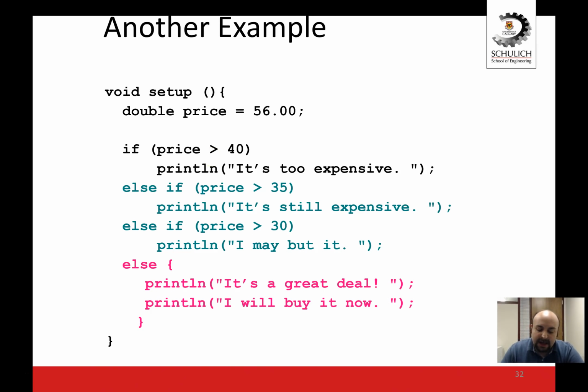An example here. So if 56, and we say if price is greater than 40, do this. Else if price is greater than 35, do this. Else if price is greater than 30, and then we have an else. And obviously the first one is what is going to be satisfied. Notice that because in the if and the else ifs, there's only one line, we have removed the braces. So that's an important observation here. Else has two lines, so you have braces for else.